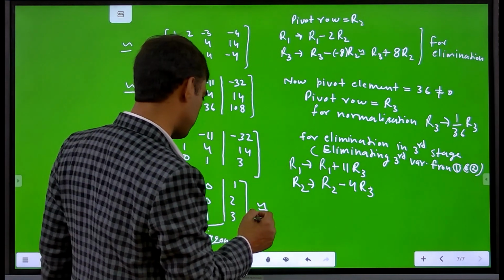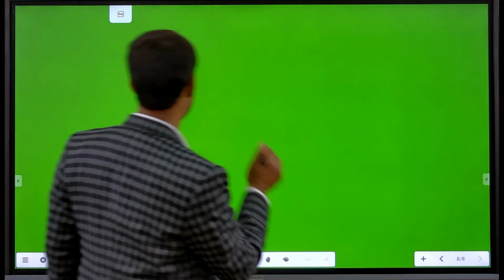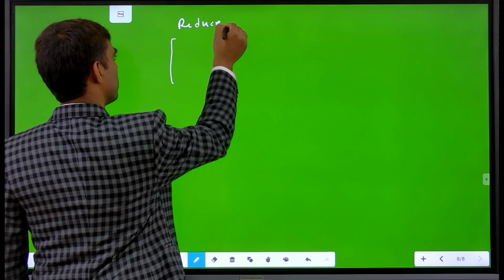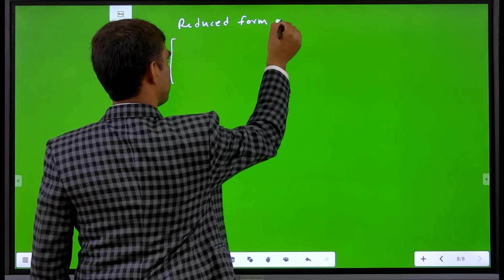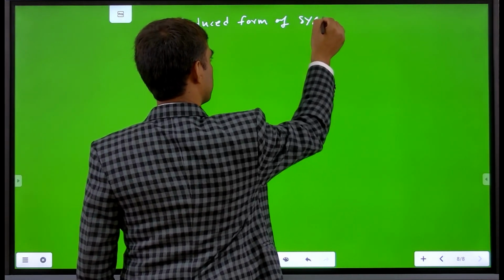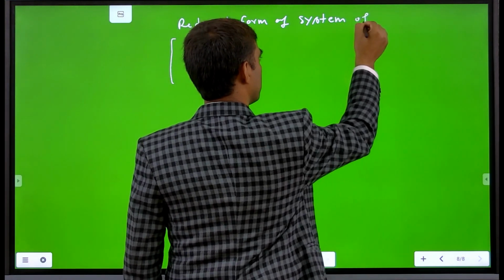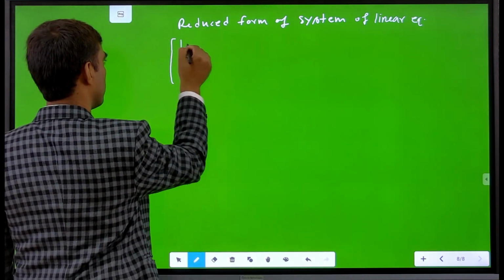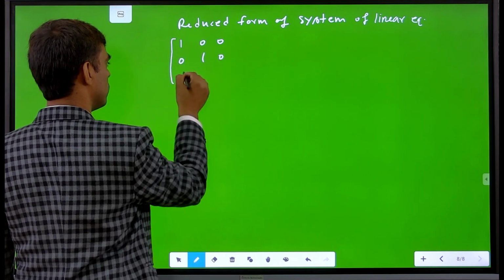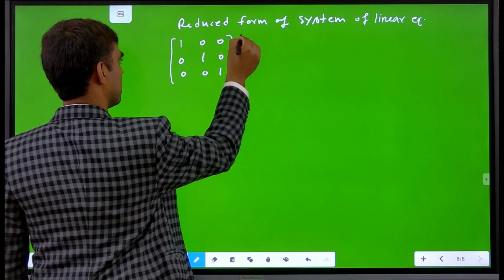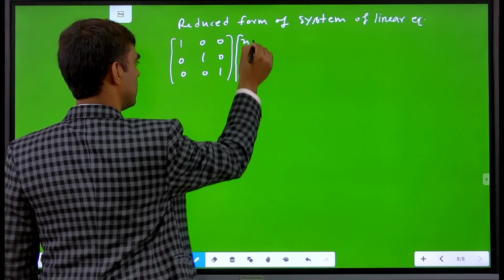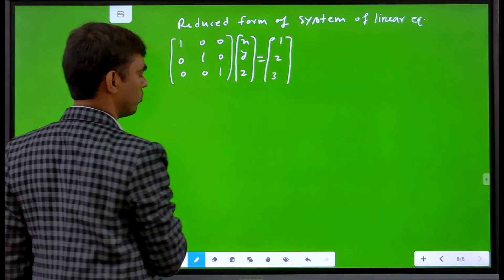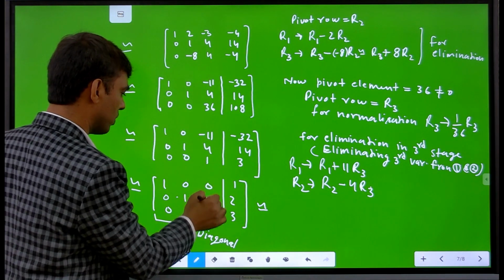So what is the reduced form of a system of linear equations? In the next phase we write this: this one is a reduced form of a system of linear equations. Now this becomes the matrix 1 0 0, 0 1 0, 0 0 1, times x, y, z, and this equals 1, 2 and 3.